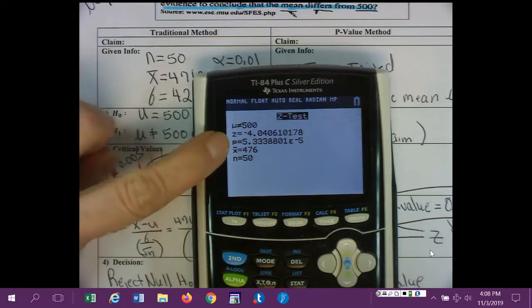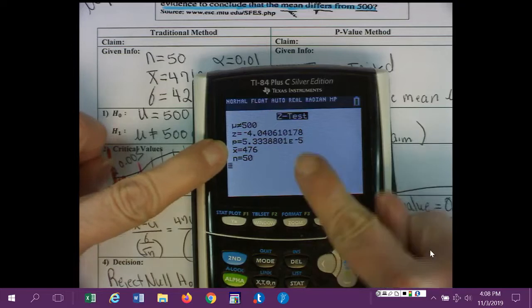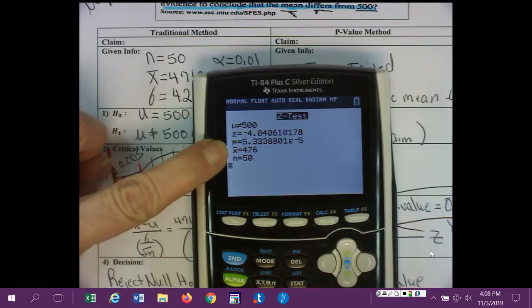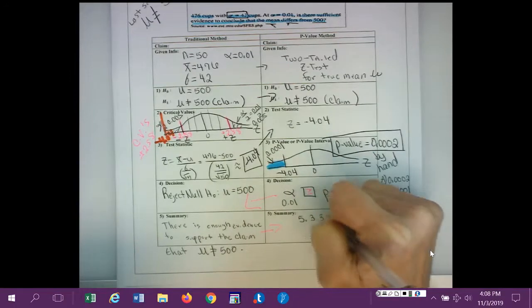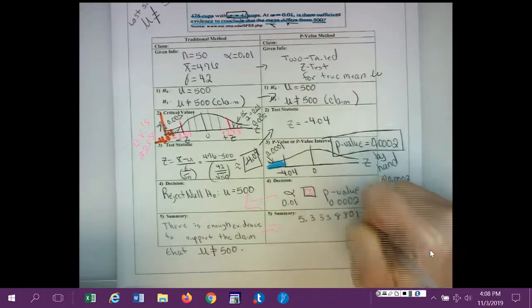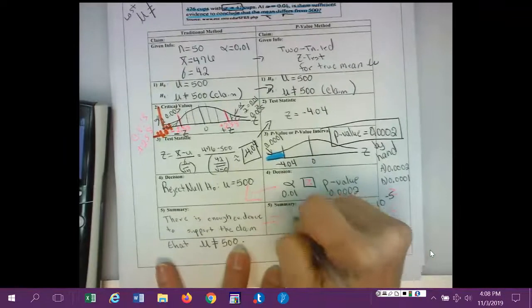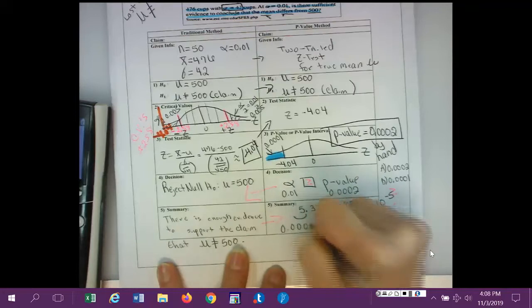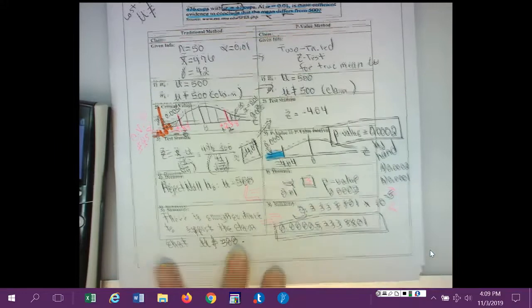The test statistic is negative 4.04, same as what we got by hand, but the p-value is nowhere close to what we got by hand and table. It's 5.3338801, and that e negative 5 means times 10 to the power of negative 5. So I'm going to write that down on paper. So you would move your decimal to the left 5 places. And that would be your p-value by calculator.